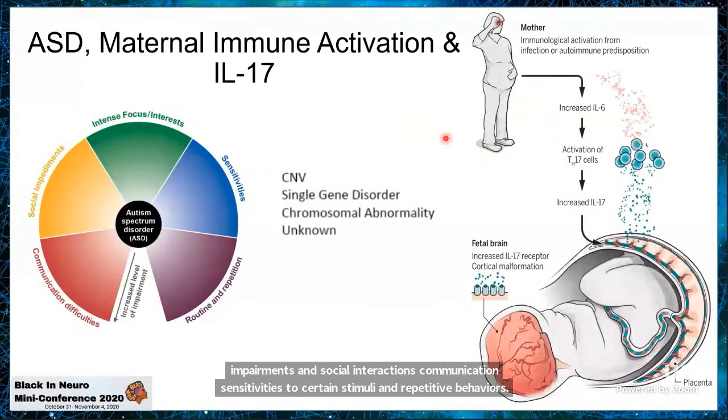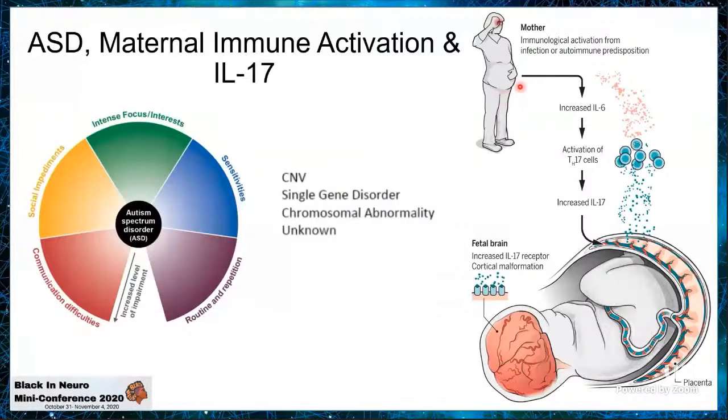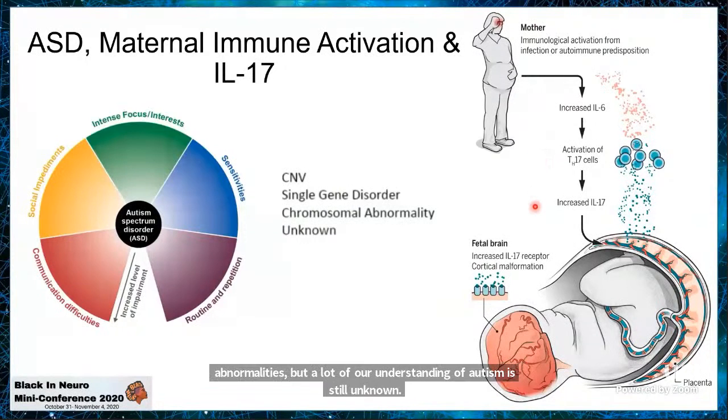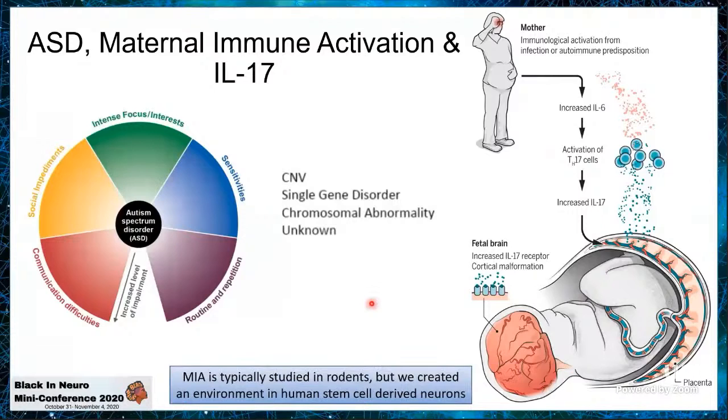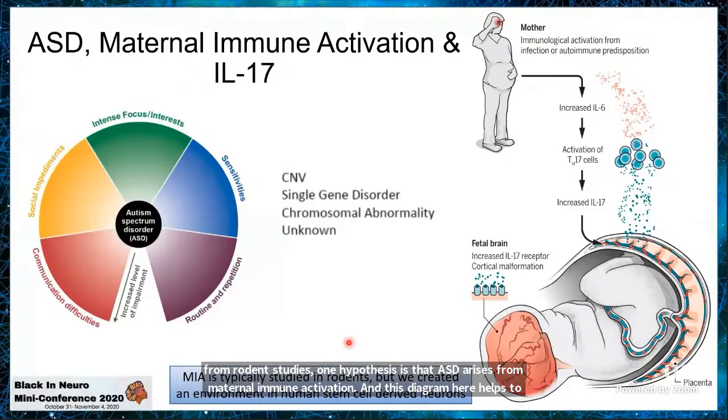From rodent studies, one hypothesis is that ASD arises from maternal immune activation. And this diagram here helps to show that when the mother has a severe infection, for example, she can activate a subset of lymphocytes that lead to the production of IL-17, which can cross the placenta and affect the fetal brain. So many maternal immune activation studies have been done in rodents, but there has been a push to look at human cellular models since in rodents, full ASD behaviors do not fully phenotypically reproduce.